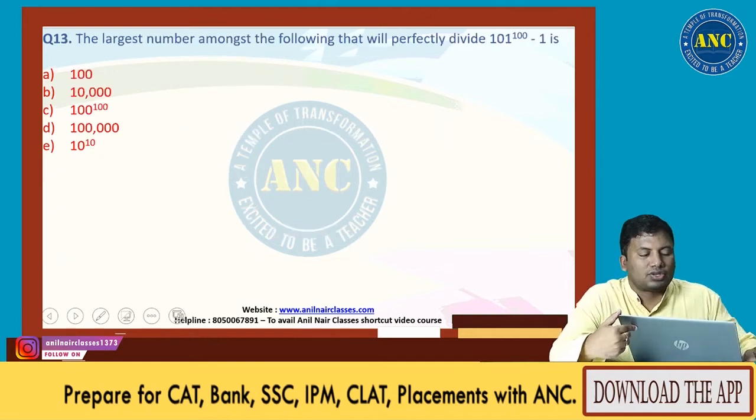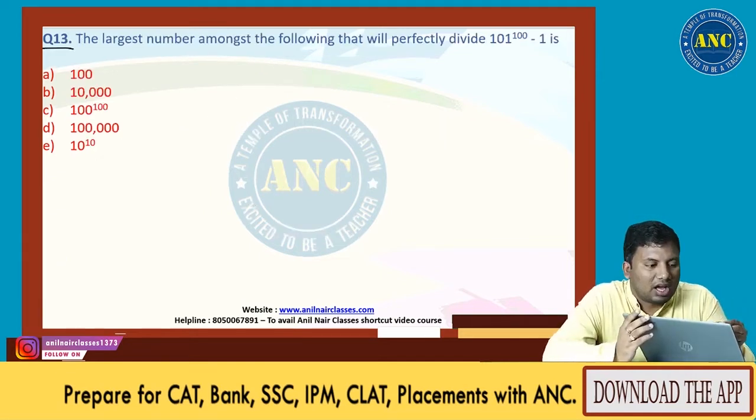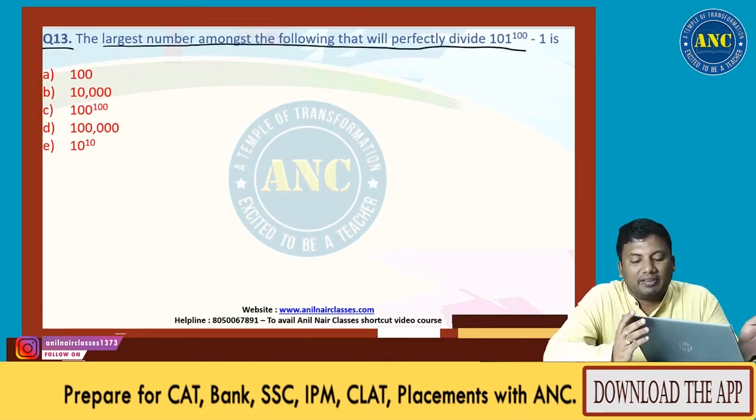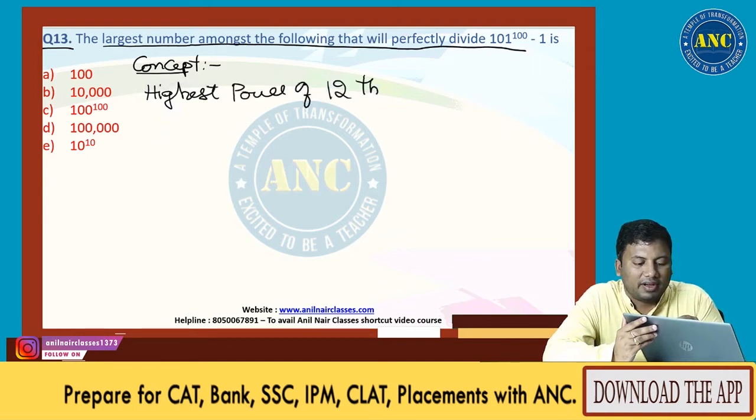Now, next question. Question number 13. Listen carefully to this question. The largest number among the following that will perfectly divide 101 power 100 minus 1. Forget about this question. First we will discuss a concept by taking a question. Highest power of 12 that divides 5 power 36 minus 1.